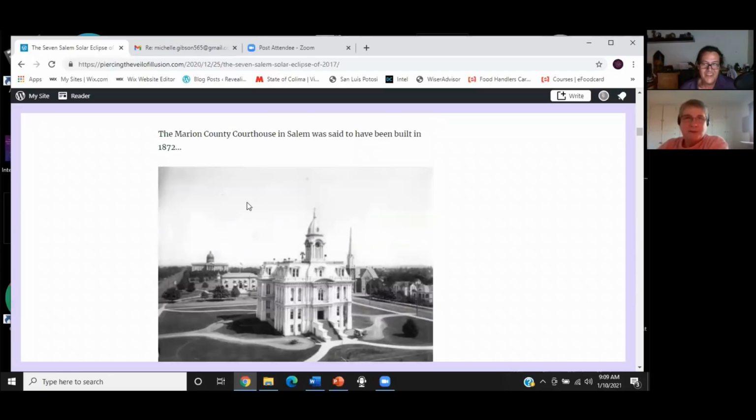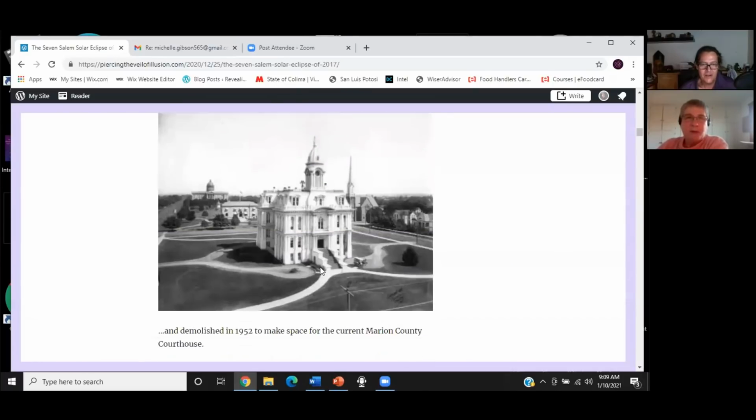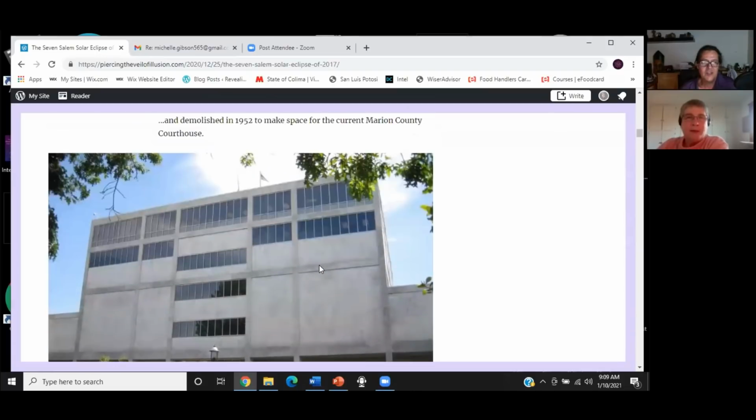Can't have that. You can't have that anymore, no. Same thing with courthouses that we saw in Australia. You find in the United States these impossible buildings. This one was said to have been built in 1872 in Salem, Oregon. And then it was demolished in 1952 for this building.